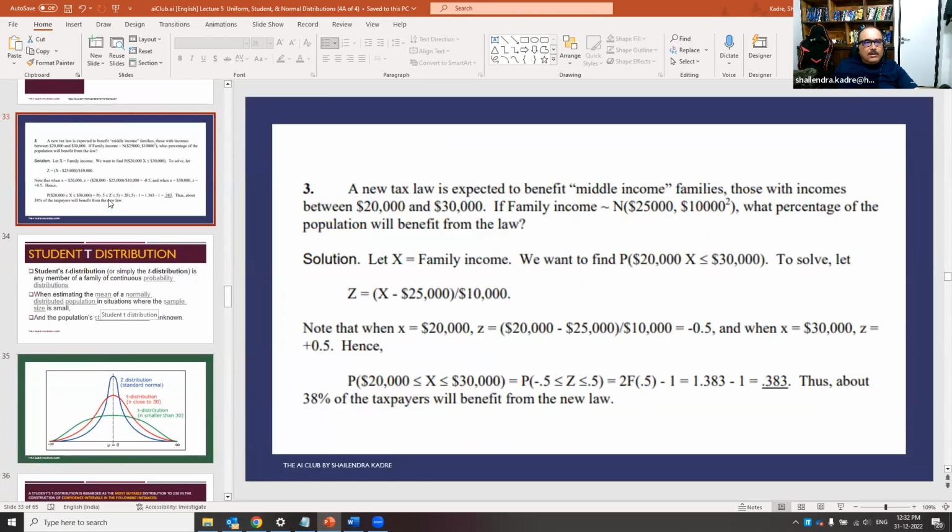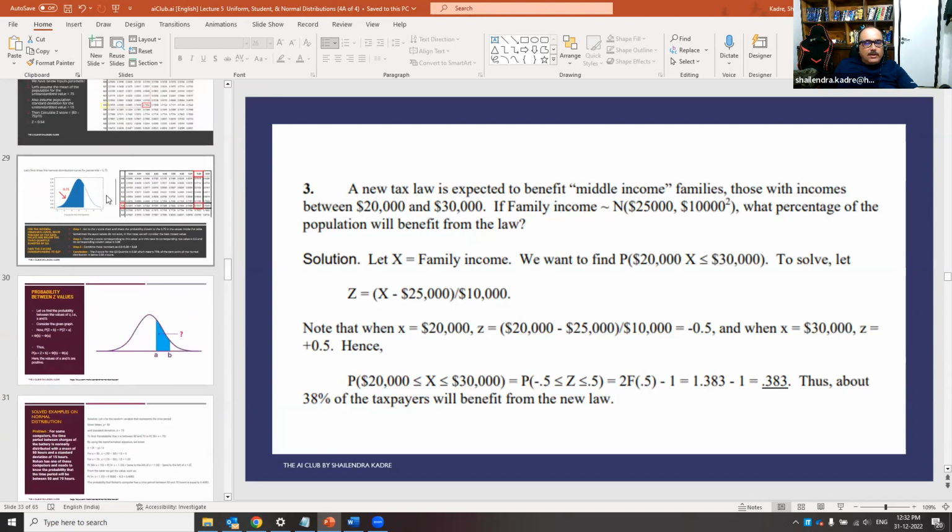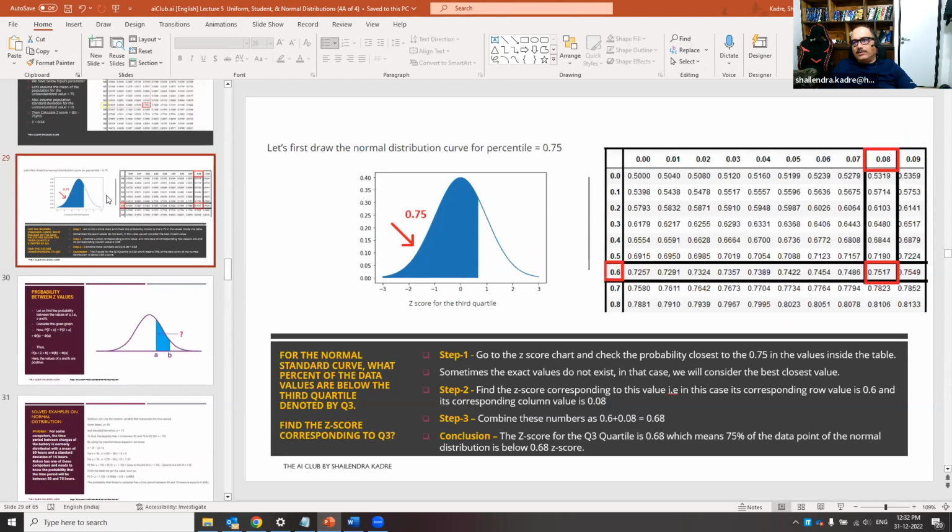Before this we took two classes on normal distribution and we finished it in detail, and we saw how to solve useful problems with the help of normal distribution. Now you might have understood the importance of distribution.